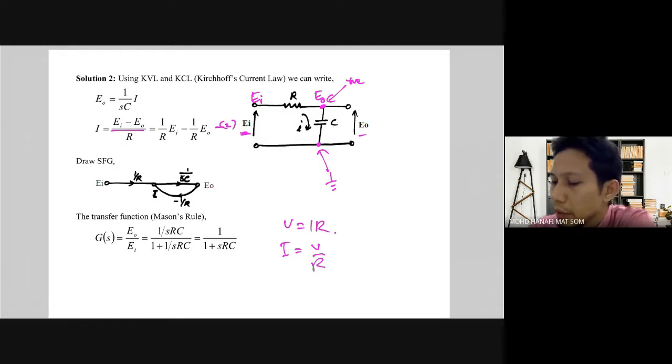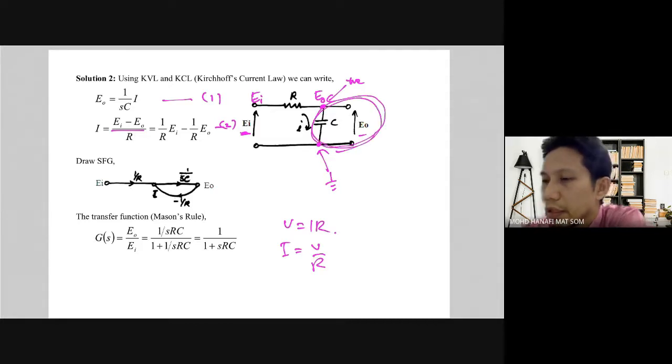Term number 1 is basically this portion, the voltage of the capacitor itself. So E naught is equal to 1 over SC times I. From this point we can draw the signal flow graph. To draw it, we have to put the input first and the output last. This is the input, this is the output.